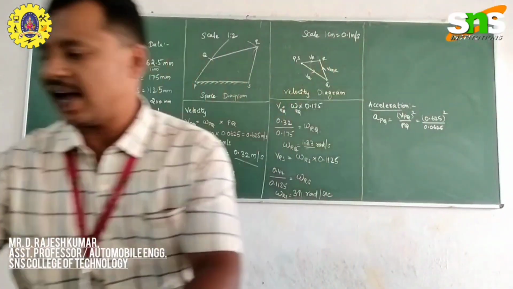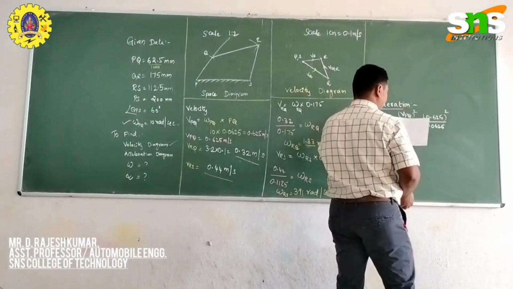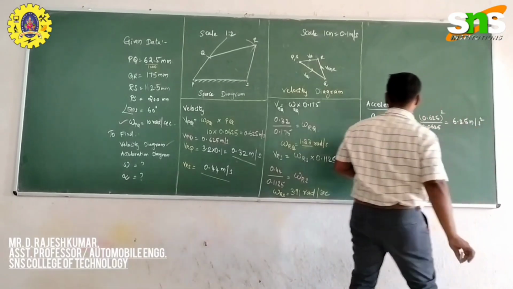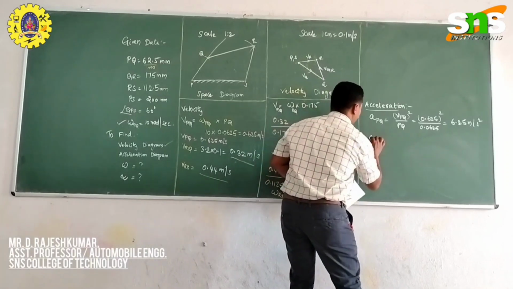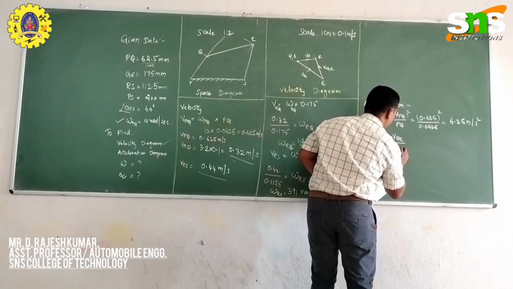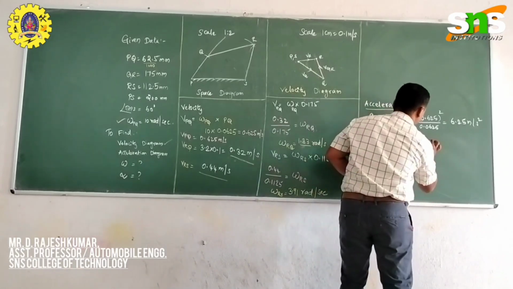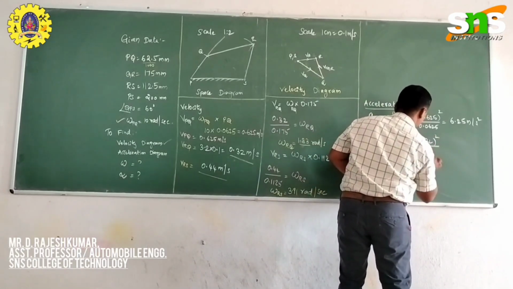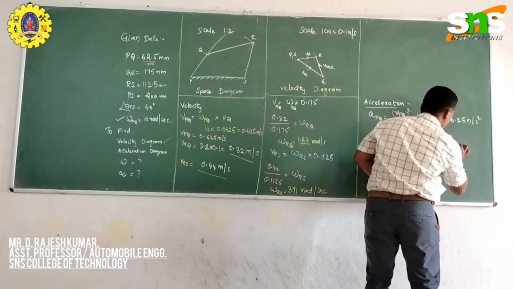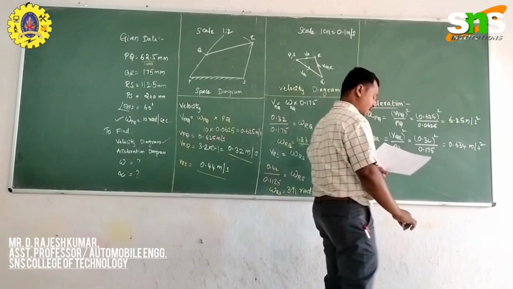So I have already found out the acceleration components. Let us see the values. So acceleration of PQ is 6.25 meters per second square. Similarly, acceleration of the link QR will be equal to velocity of the link QR divided by length of the link QR. That is 0.32 the whole square divided by length of the link, 0.175. If you calculate, you will get the value as 0.634 meters per second square.